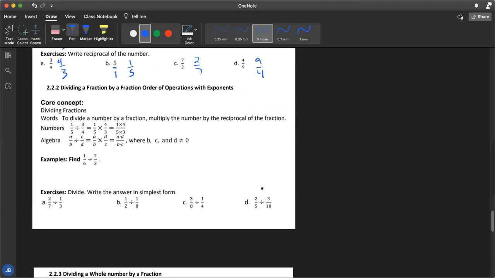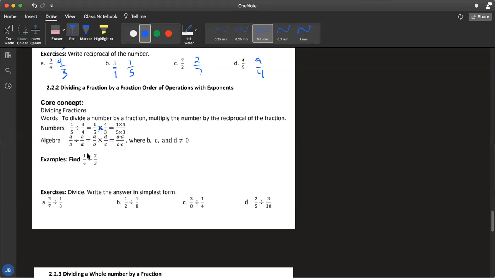So dividing a fraction by a fraction, order of operations with exponents. Dividing fractions. To divide a number by a fraction, multiply the number by the reciprocal of the fraction, right? So if we have 1 over 5 divided by 3 over 4, we take 3 over 4 and use the reciprocal. And so then it becomes 1 over 5 times 4 over 3.